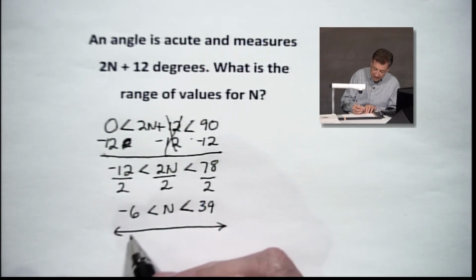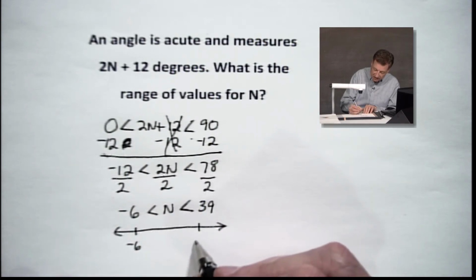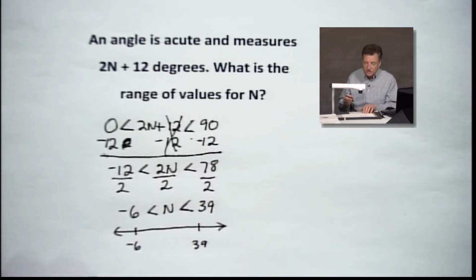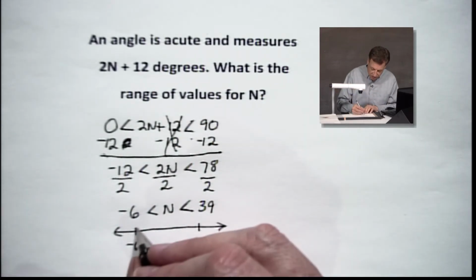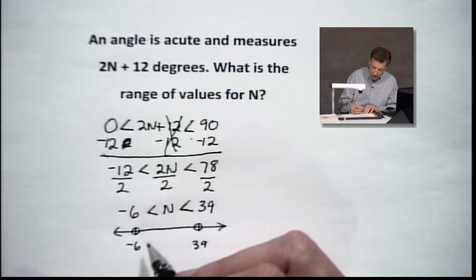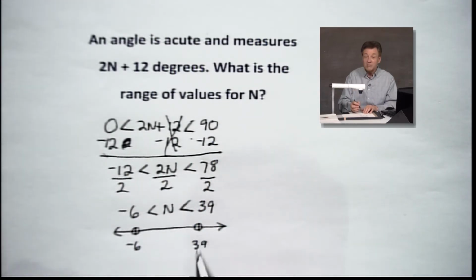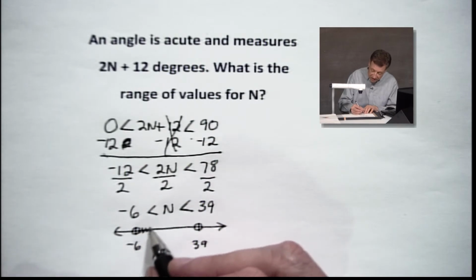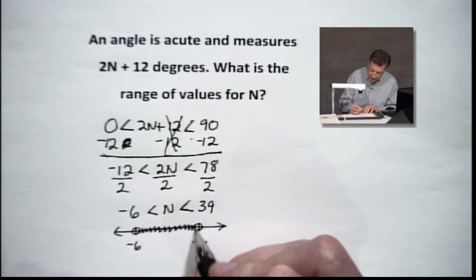would look like. Somewhere on this number line, we have negative 6. We have 39. We don't want to include those numbers. We don't want those numbers to hit. So we're going to put an open circle there, but we're going to shade everywhere where? Well, it says n's between them. All right, so we're going to pick all these values inside here.